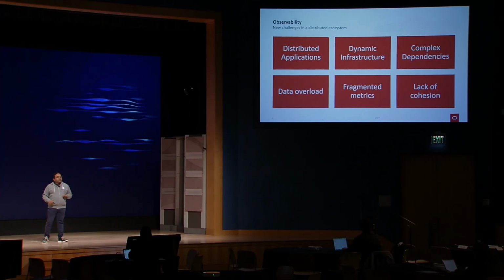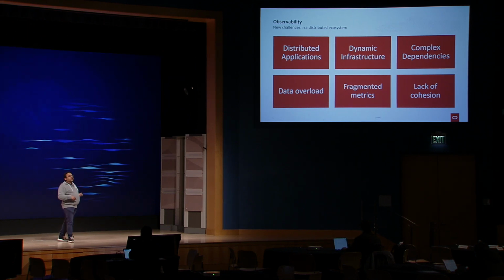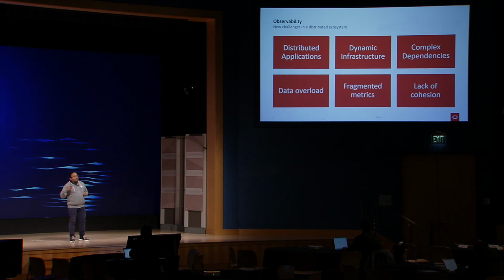And data is great when you can understand it, but having too much data where you don't know where to begin or where to end is not so great, right? Metrics are fragmented. The tooling is fragmented. How you observe a Node.js application might not be the same way you observe a Java application. The kind of things to observe are different. And this leads to a lack of cohesion, right?